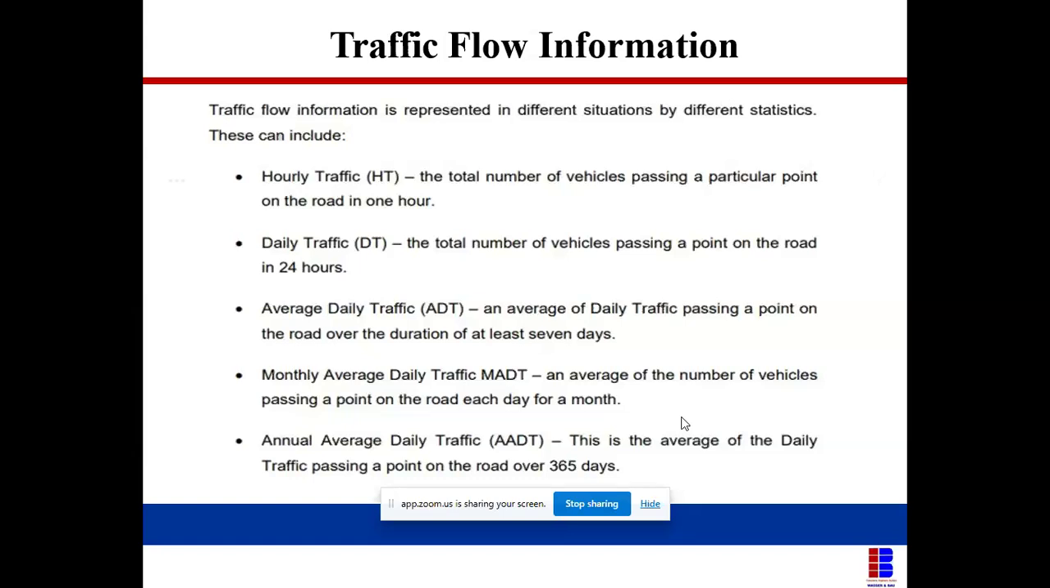So this is traffic flow. Some we don't do traffic analysis. Hourly traffic is the number of vehicles passing a particular point on a road in 1 hour. The daily traffic is the total number of vehicles passing a point on a road in 24 hours. The average daily traffic is the average of daily traffic passing the point on the road over a duration of at least 7 days. The monthly average daily traffic is the average number of vehicles passing the point on the road each day for a month. The annual average daily traffic is the average daily traffic passing the point on the road over 365 days.